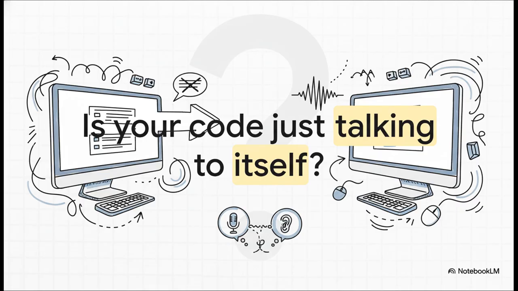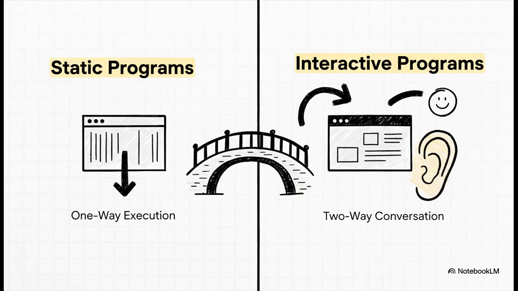Up until now, most of our programs have been a one-way street, right? We write the code, we hit run, and it just does its thing from top to bottom. It's like it's just talking to itself in a room with no one else in it. So that's what we're here to fix.